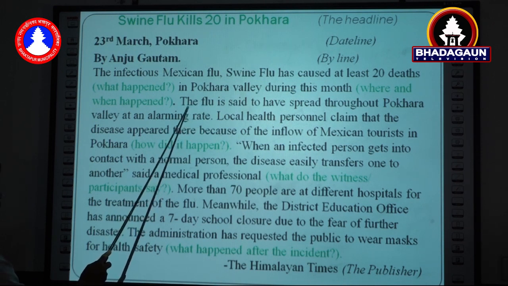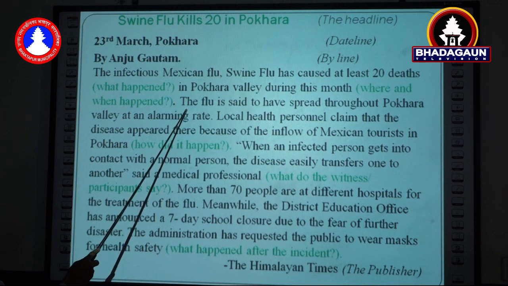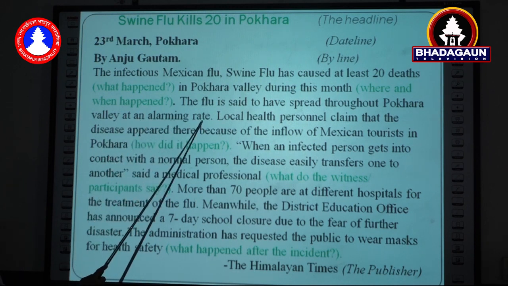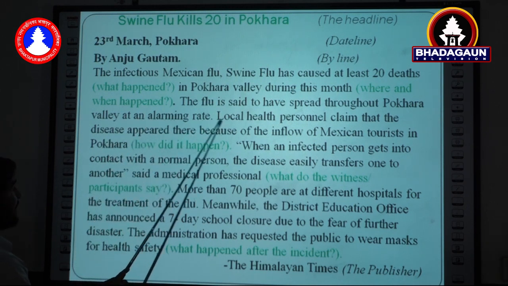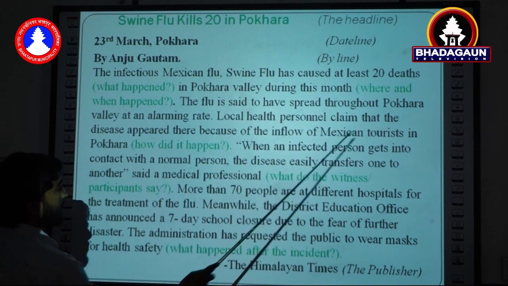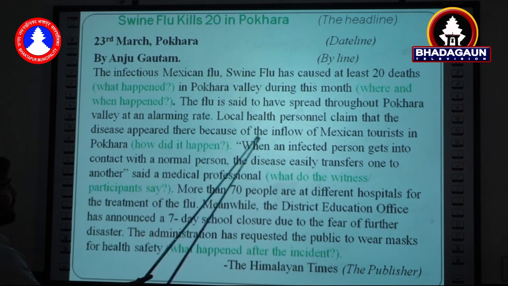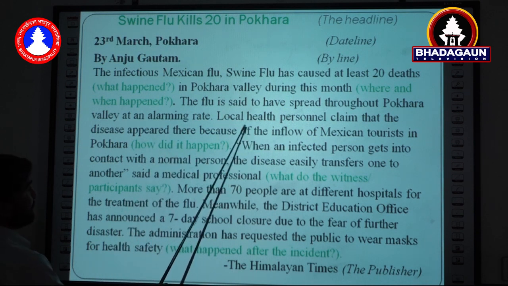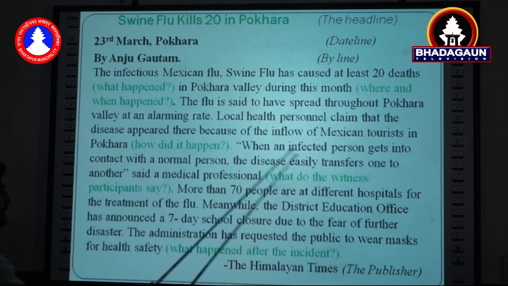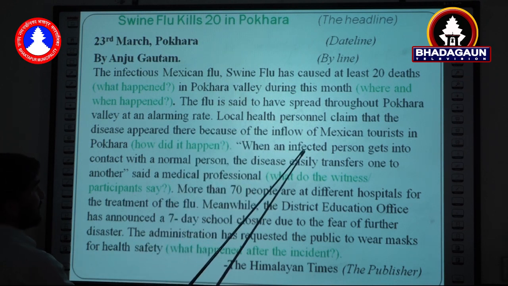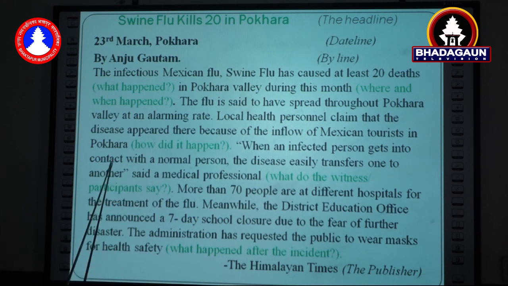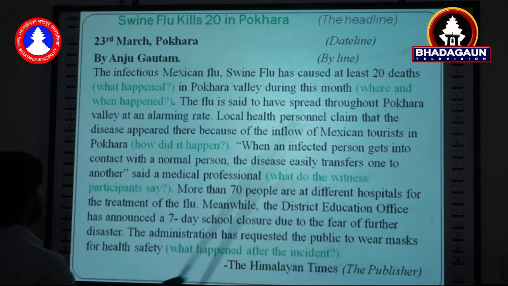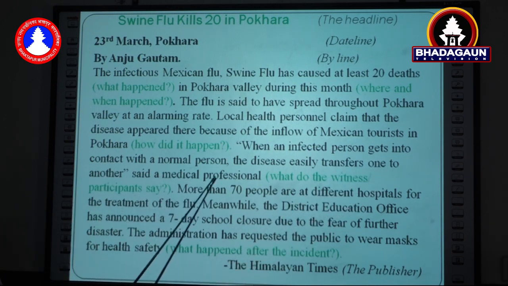Now, this is the body. Now, we are using all of the clues given in the questions. The flu is said to have spread throughout Pokhara Valley at an alarming rate, very rapidly. Local health personnel claim that the disease appeared there because of the inflow of Mexican tourists in Pokhara. How did it happen? There is the reason, because of the inflow of Mexican tourists. When an infected person gets into contact with a normal person, the disease easily transfers from one to another, said a medical professional.